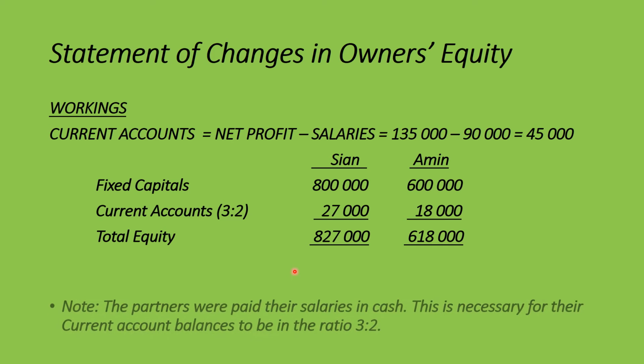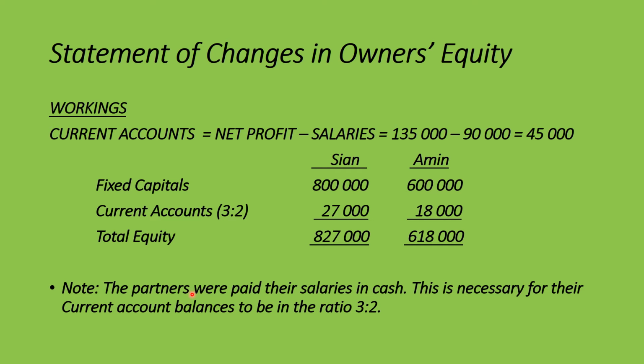All right, one other additional thing: the partners will pay their salaries in cash. This is necessary for their current account balances to be in the ratio 3 to 2. Here, it will only show the remainder of the profits after the salaries, which would be in the ratio 3 to 2, because the salaries would have been paid 90,000 already.